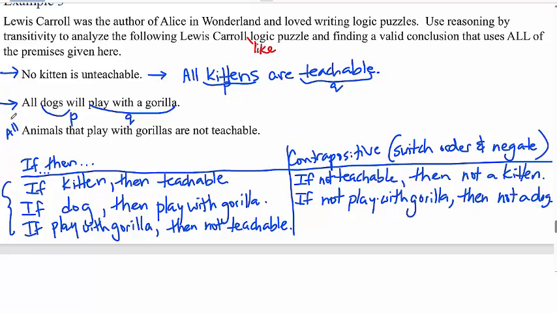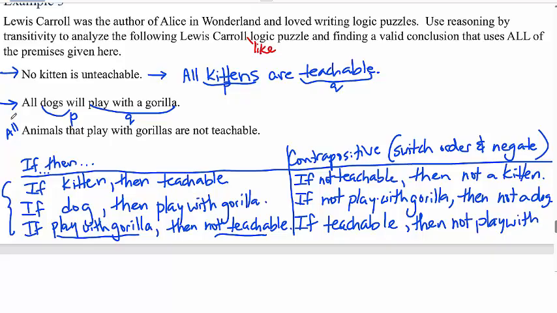Now let's look at the third premise. If you play with gorillas, then you're not teachable. So we're going to switch that around. We need the teachable part first, but not teachable is the opposite of teachable. So we're changing it to, in this case, teachable. So if you're teachable, then we want to say you don't play with gorillas. Not play with gorillas. I know it sounds silly.